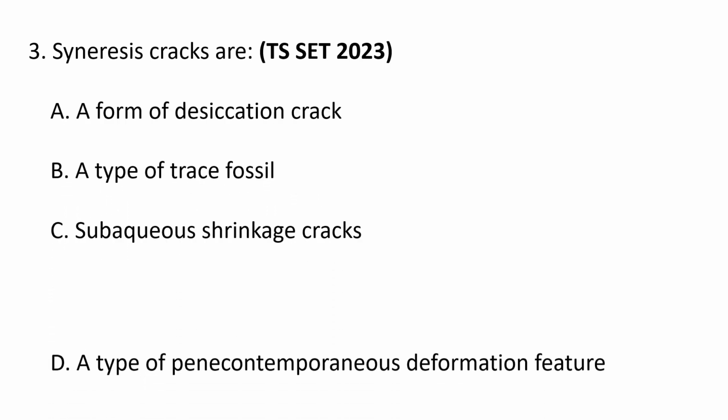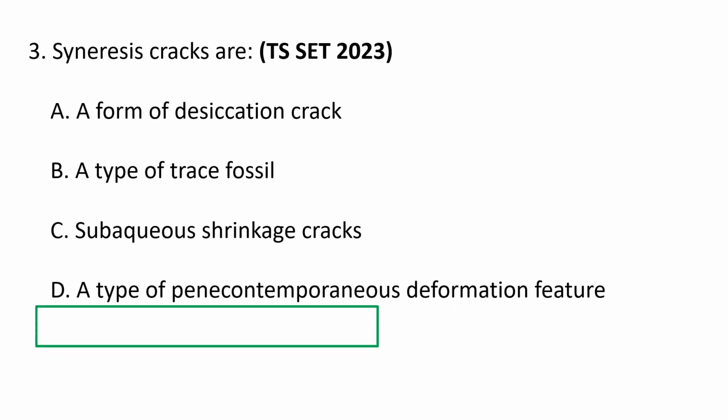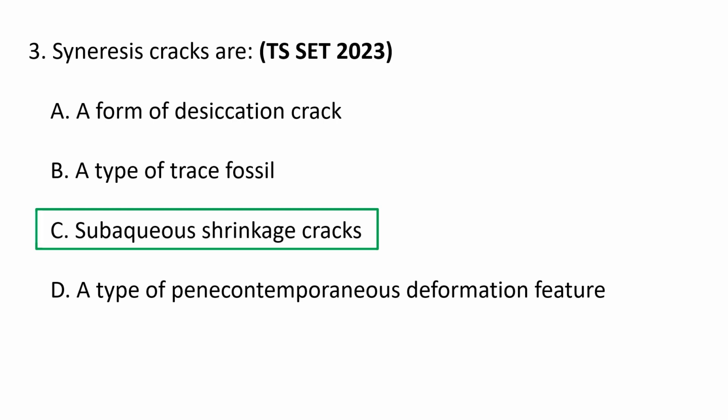Next question. What are synaeresis cracks? The choices given are A, a form of desiccation crack; B, a type of trace fossil; C, subaqueous shrinkage cracks; and D, a type of penecontemporaneous deformation feature. Synaeresis cracks are subaqueous shrinkage cracks. They can develop on a surface that has been continuously covered in water. In some shales and lime mudstones, they may initially be preserved as small cavities, which then usually fill with silt and sand from either the overlying or underlying beds and laminae. So C is the correct option.